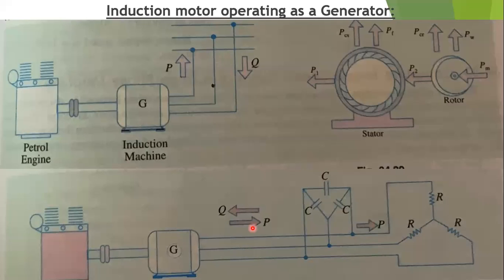So the P formula is S cos phi and the Q formula is root of S square minus P square. And the capacitor formula is as usual, C is equal to 1 by 2 pi f Xc. Okay, so this is the induction motor operating as a generator. Here P is the active power, the EMF induced in the induction machine and given to the three-phase supply, and Q is the reactive power that is drawn from the three-phase supply for producing its own magnetic flux.